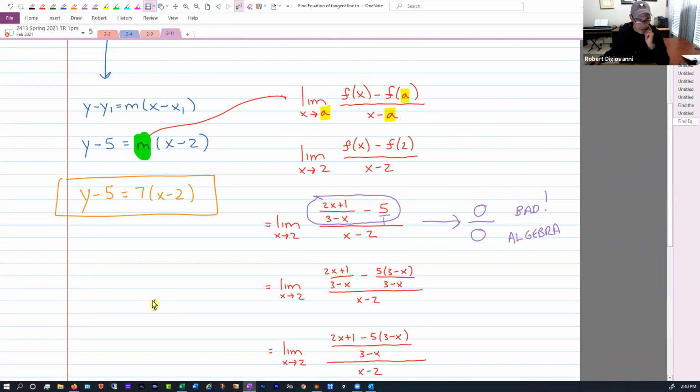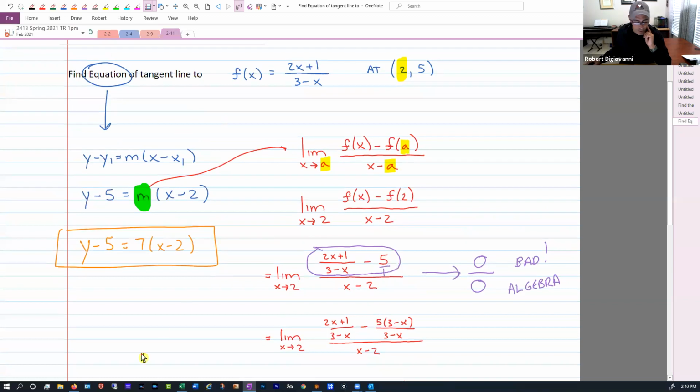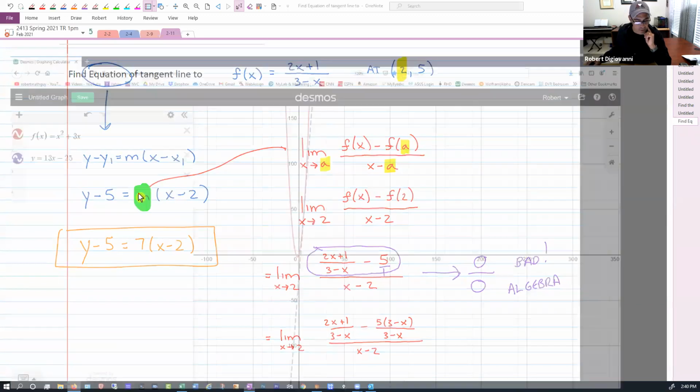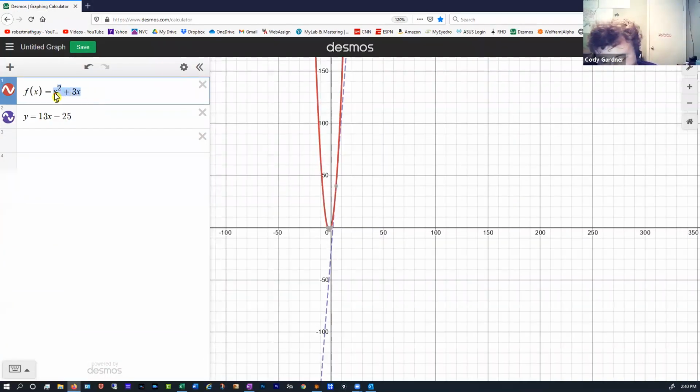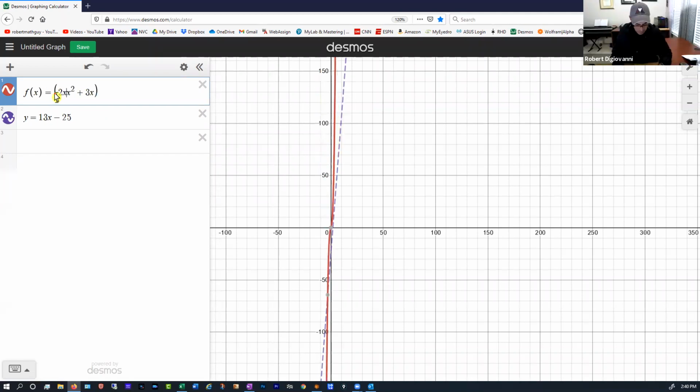Now I know I'm out of time, but I'm going to show you this real quick. I want to show you what we just did, 2x plus 1 over 3 minus x. So we did 2x plus 1.